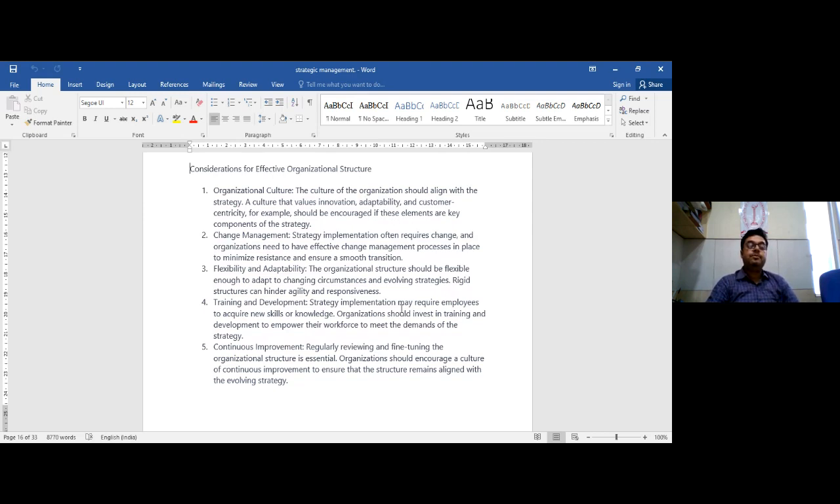Number 4, training and development. Strategy implementation may require employees to acquire new skills or knowledge. Organizations should invest in training and development to empower their workforce so that they can meet the demands of the strategy.